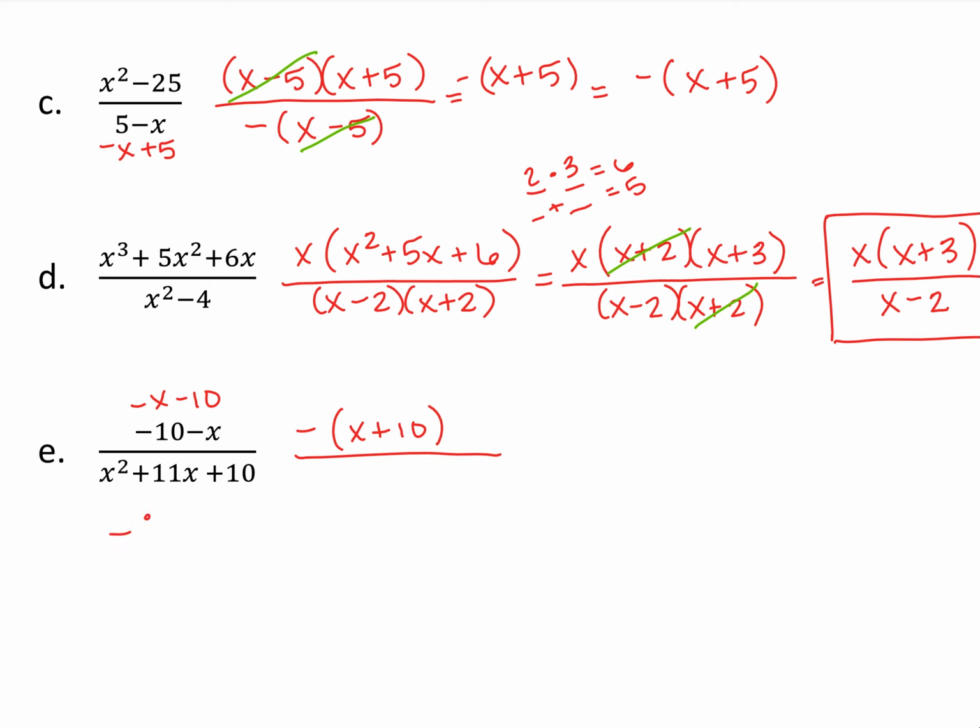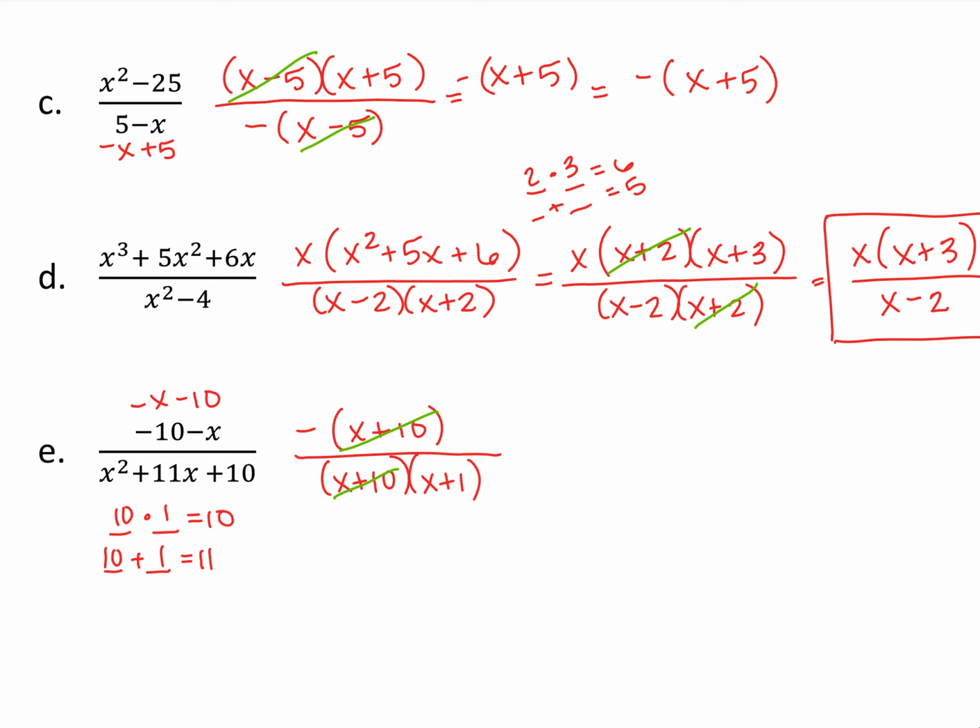I have to figure out, well, what times what gives me 10, but adds to be 11. Well, the only thing I have is 10 and 1. So I have x plus 10 and x plus 1. I cancel out top and bottom. My cancels are x plus 10 over x plus 10.